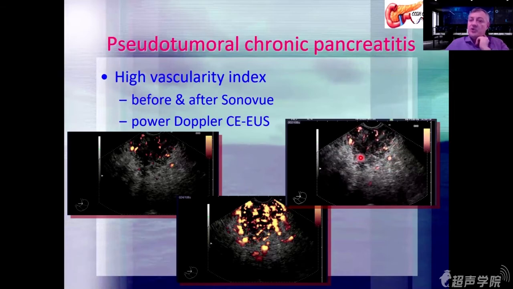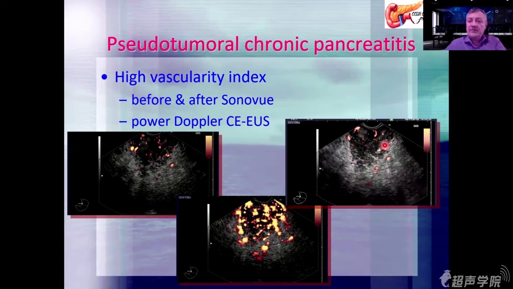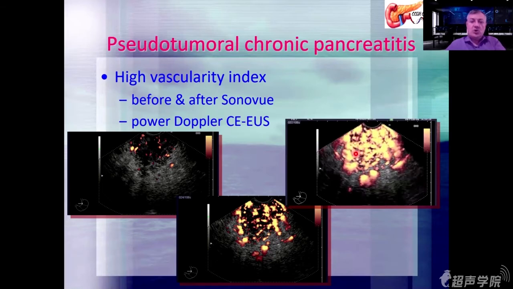So basically you have Doppler, a focal mass at the level of the pancreatic head, and with Doppler we inject a very small quantity of SonoVue, of contrast, and then we look at the vascular signal, and you will see that after 15 seconds the vascular signal is quite enhanced. So this was contrast-enhanced power Doppler, and basically this was a hypervascular pseudotumoral chronic pancreatitis.